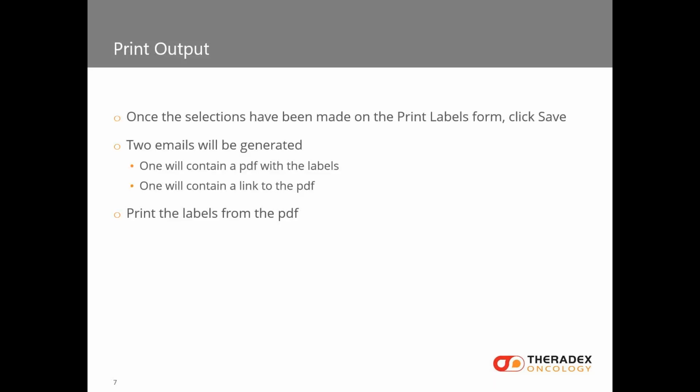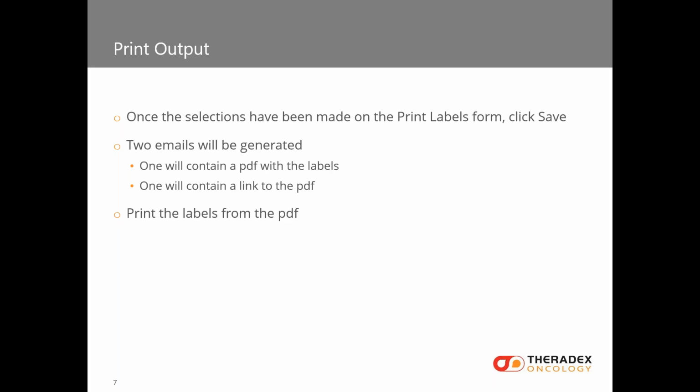Once the print labels form has been saved, labels will generate and you'll receive 2 emails. One will contain a PDF with the labels and one will contain a link to the PDF. Please note, sometimes there is a delay due to database table population. If the original PDF is lacking labels, wait about 5 minutes and open the email with the link. Clicking on the link, the PDF should be updated with the most recent labels. This is more likely to be an issue if you recently completed the specimen tracking enrollment form or if the number of labels was changed on the print labels form.